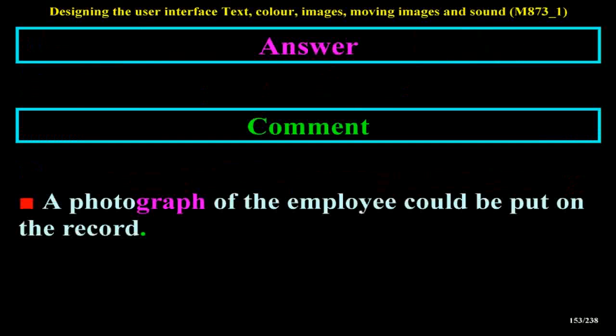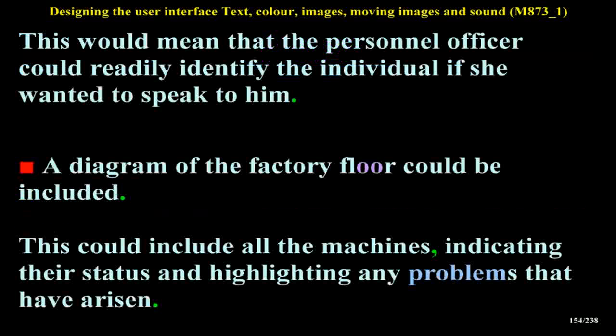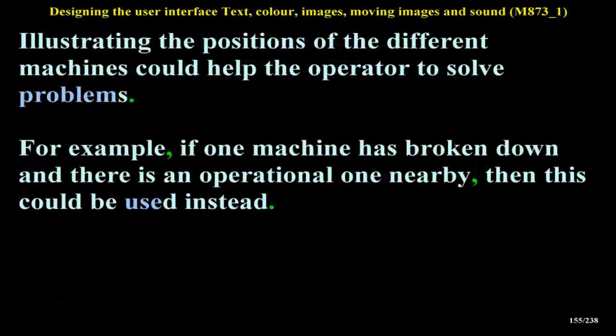Answer. Comment. A photograph of the employee could be put on the record. This would mean that the personnel officer could readily identify the individual if she wanted to speak to him. A diagram of the factory floor could be included. This could include all the machines, indicating their status and highlighting any problems that have arisen. Illustrating the positions of the different machines could help the operator to solve problems. For example, if one machine has broken down and there is an operational one nearby, then this could be used instead.